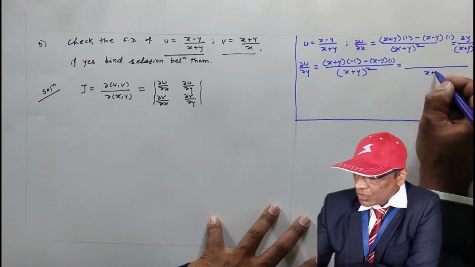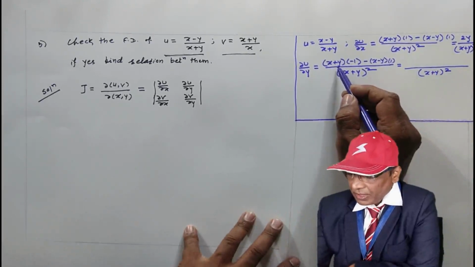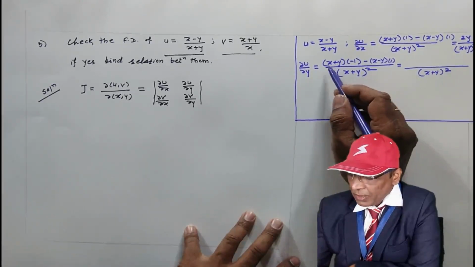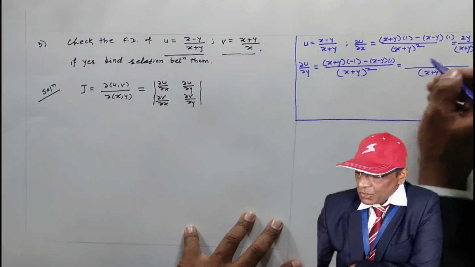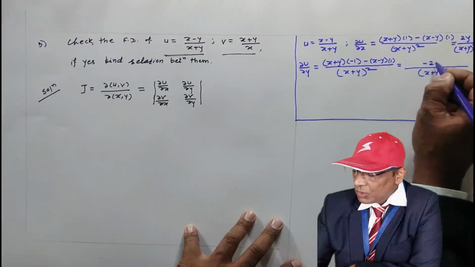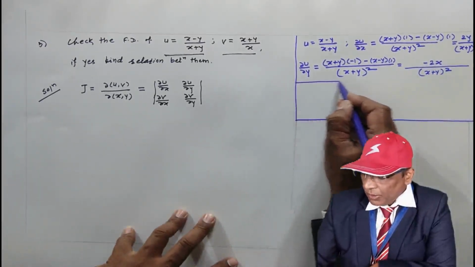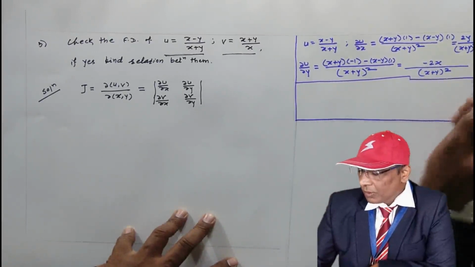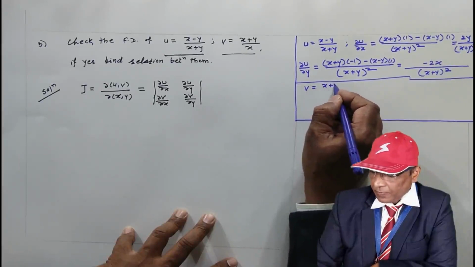Now x plus y square. Here after simplification, writing directly, after simplification, is minus x minus y minus x plus y. Plus y and minus y get cancelled, minus 2x will remain. Okay. Now I am going to find del v by del x and del v by del y.